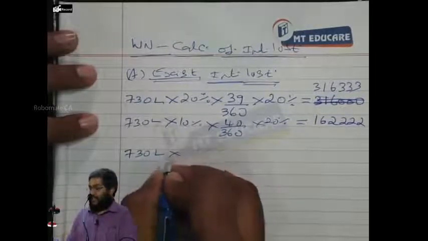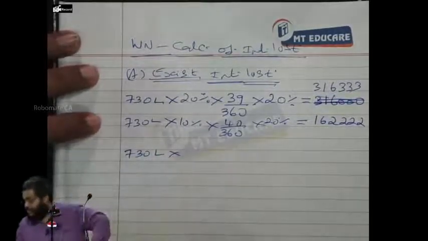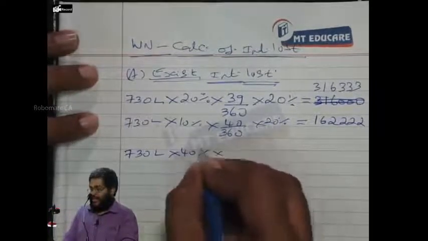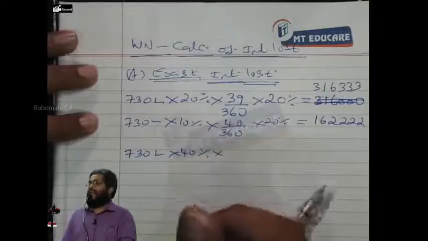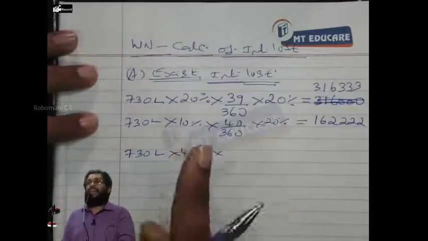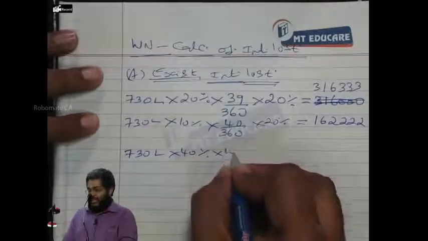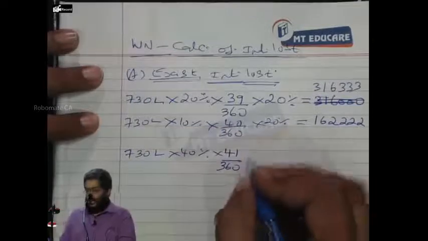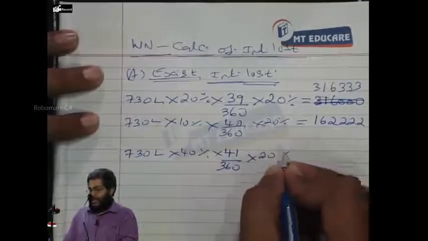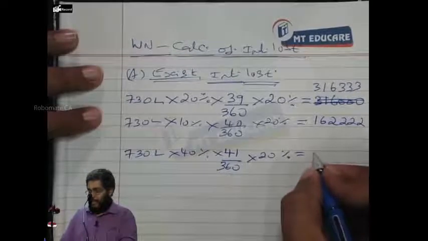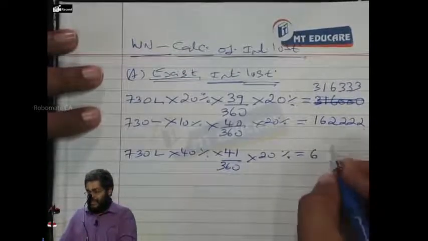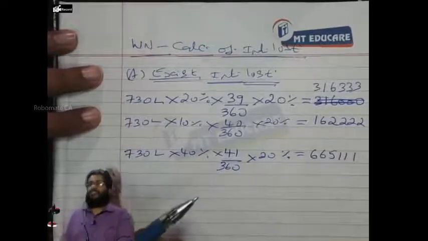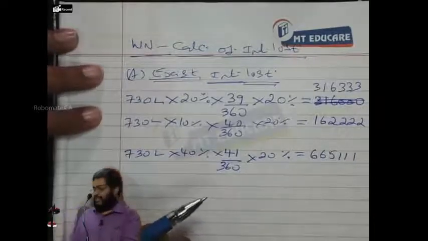Next. 730 lakhs into, for another 40% of my sales, I delay the invoicing by how many days? 5 days. I collect after 36 days. The total DCP is how many days? 41 by 360. I think you are all able to understand my computation. Into how much percent interest loss? 20%. The number is 6 lakhs 65,111.